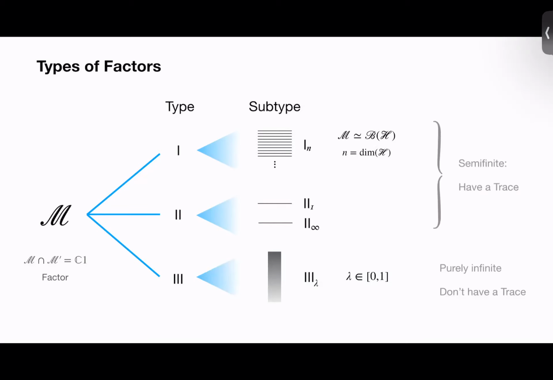The first 2 are often called semi-finite. They have a trace function. And the type 3 ones are called purely infinite. They don't have a trace. That's because if you look at the projection operators in this algebra, then they always project onto an infinite dimensional subspace. Okay, so I just tell you this. You will see it later. You don't have to understand where this comes from.